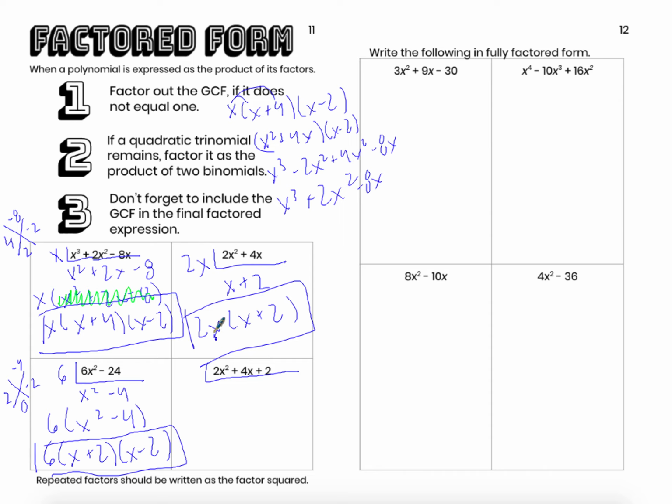Here's another case where I will do all 3 steps. So factor out the GCF, and I get 2 times x squared plus 2x plus 1. The GCF is 2. And then I have a quadratic trinomial. What are the two numbers that multiply to 1 but add to 2? Perfect square, just 1 and 1. 1 times 1 is 1. 1 plus 1 is 2. This one is included because the fully factored, fully simplified case would not be 2 times x plus 1 times x plus 1. It would be 2 times x plus 1 squared.